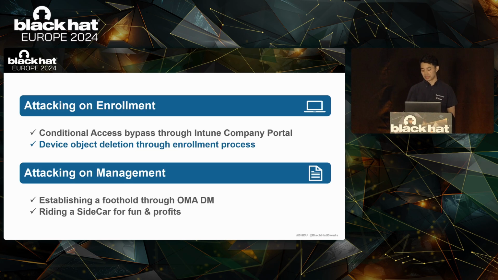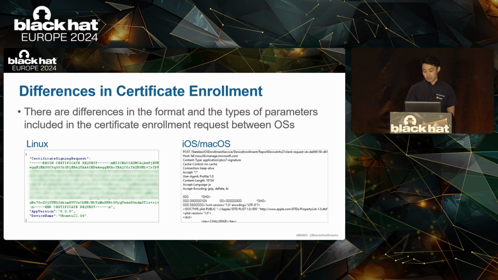So let's take a look at another attack related to the enrollment process, which is to delete device objects through the enrollment process. Looking at the certificate enrollment request on each platform, I found that there are differences in the format and the parameters included in the enrollment request. In the previous example, we have seen Android's XML-based requests, but on the other hand, Linux sends JSON-based requests with different parameters, and Apple devices send XML with PKCS7 signing.